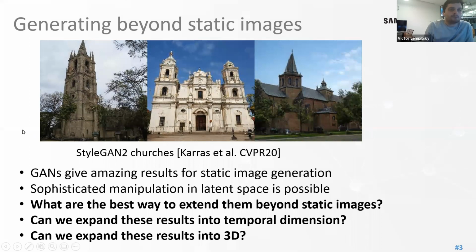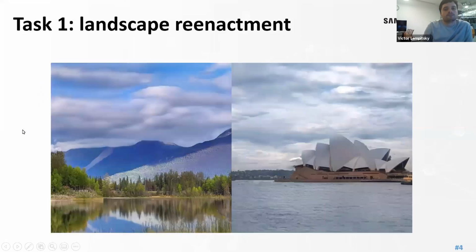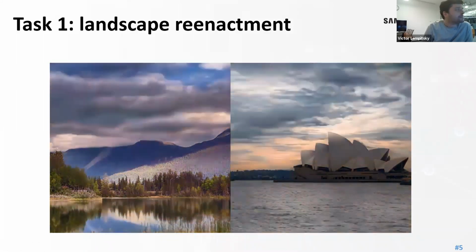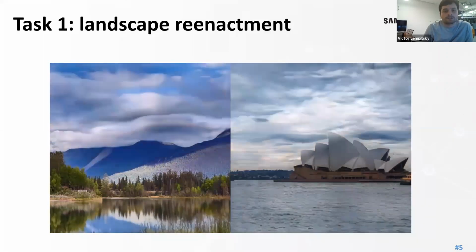Okay, so let me start with the first task, the task of landscape reenactment. Initially, our goal was to build any system, not necessarily built on top of GANs, that would take static photographs, like these ones, and add some meaningful motion to these static photographs. Let me show the results that we achieve. This is what our system can do to these photographs without any user interaction, can create videos like this.